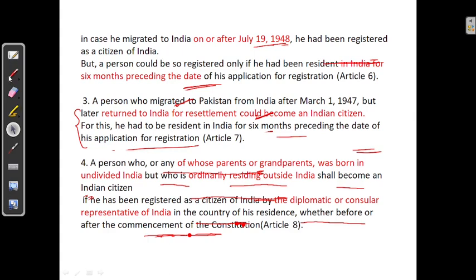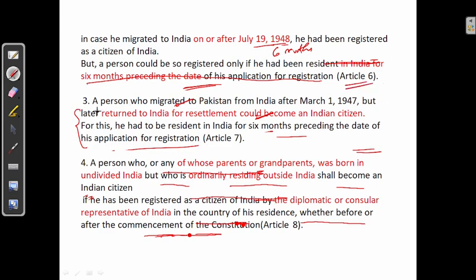Again, one more condition for this is, to register as a citizen of India, a person could be registered only if he had been resident in India for 6 months preceding the date of his application for registration. Okay, if he migrated to India after July 19, 1948 and if he stayed in India for 6 months, then only he can register as a citizen of India. This is given under Article 6.